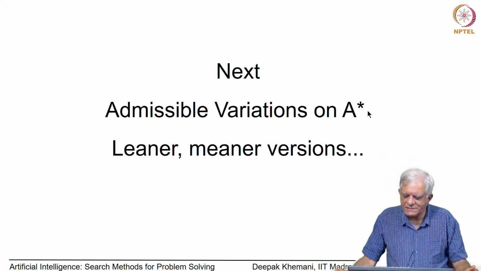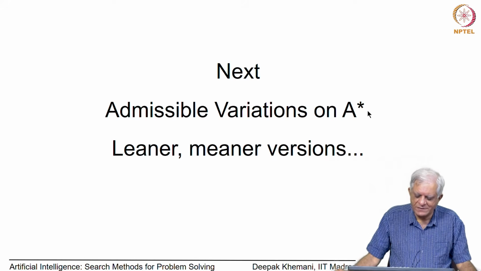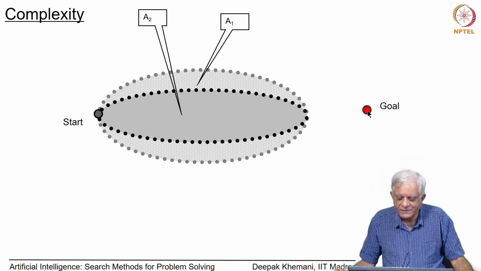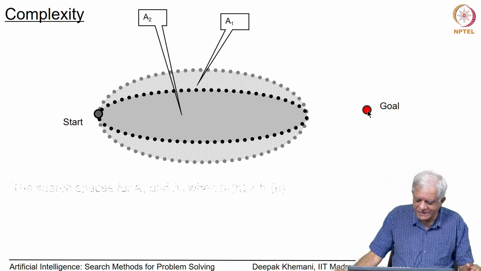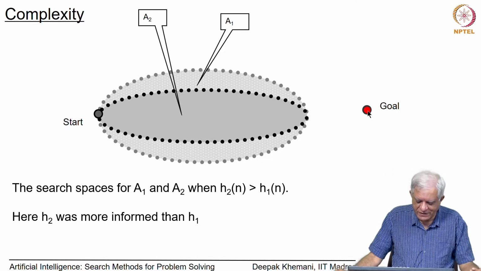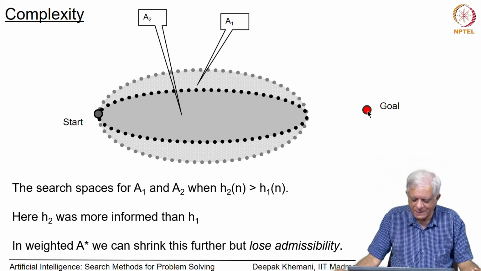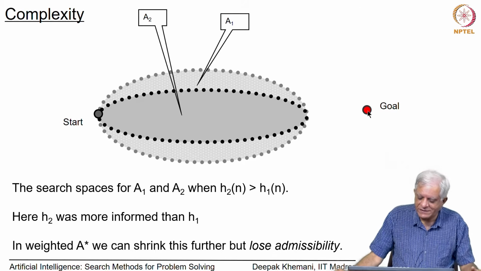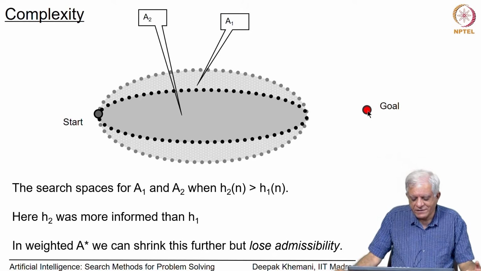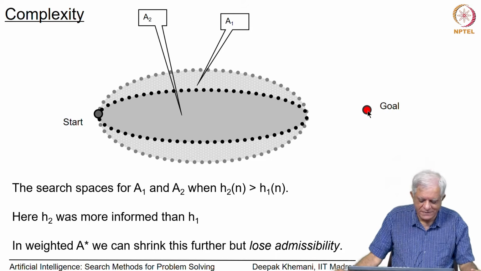But we first look at admissible variations which came in the last century, and the goal you must remember is to cut down on the space complexity of the algorithm. Now, this is something that we have already seen. We saw the two versions of A star, A1 and A2, where one heuristic function H2 of n was more informed than H1 of n, and the space explored by A2 is contained in the space explored by A1, which means that it will not only finish faster, it will also use up less space.